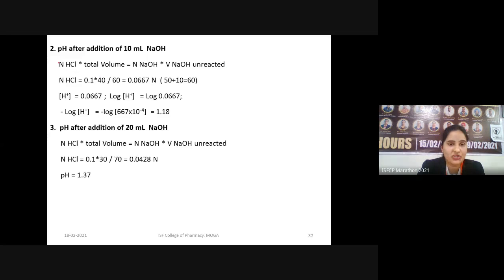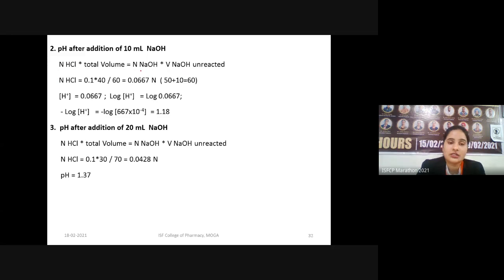According to this equation, the concentration of HCl multiplied by the total volume of the sample which we have in the conical flask is equal to the concentration of the base multiplied by the volume of the sodium hydroxide which is unreacted. So just by simplification, we will be taking the concentration of HCl on one side and all other quantities on the other side.